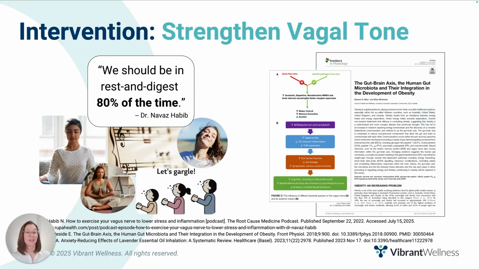That's when I shared that vagal experts say we should be in rest and digest 80% of our day. I then provided a list of ways she could strengthen her vagal tone and bring blood flow back to her digestive organs. For example, deep diaphragmatic breathing, gargling, singing, and humming. I also shared episode 44 of the Root Cause Medicine podcast with her so she could hear the same guidance from Dr. Navaz Habib directly. After our discussion, Jessica decided to habit stack and start gargling after brushing her teeth in the morning and the evening, and was also excited to play music and hum along to help her feel more calm while working.